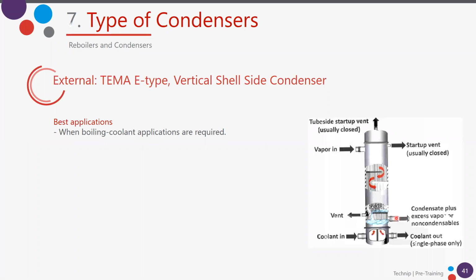Here we also have the condensate outlet at the bottom, and also a vent for the non-condensables. We also need a startup vent on the tube side part, and also on the shell side.